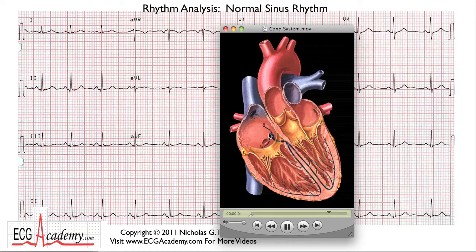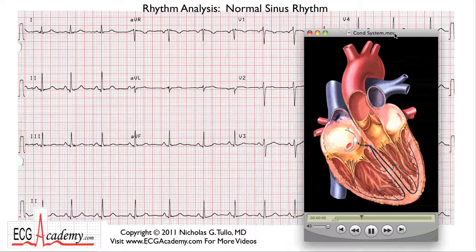The impulse enters the AV node where it gets delayed for a split second, giving rise to the PR segment, and then the His-Purkinje system gets activated very rapidly, giving you the QRS complex. Again, the normal direction that the electrical signal takes is down and to the patient's left. And then, of course, you have repolarization, which gives rise to the T wave. So let's just get this out of the way.